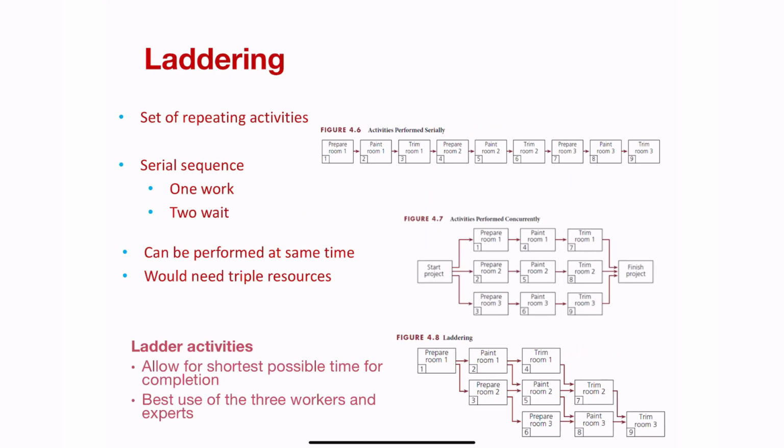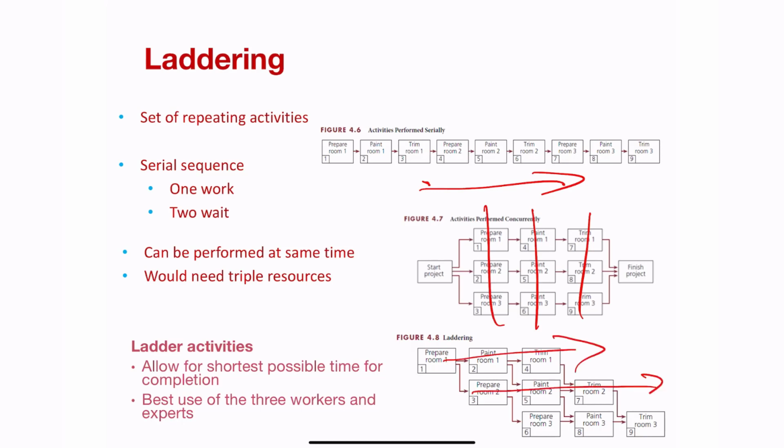There are different types of network diagrams, and in your textbook you'll be able to see some of them. There are activities that are done serially. You can see activities that are done concurrently, and then there's also laddering as well. And each one of them is used within the network diagramming process.